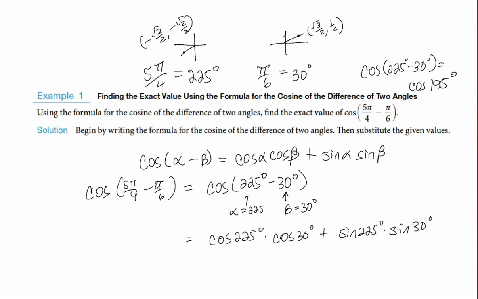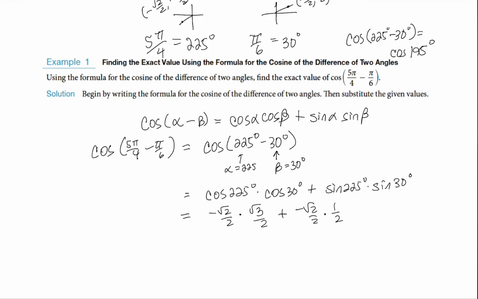Okay, so now that we have the points, we know what we're looking for, let's fill in the exact values. The cosine of 225 is the x value at 225. That's negative square root of 2 over 2. The cosine of 30 is the x value at 30. That's square root of 3 over 2. The sine of 225 is the y value at 225. That's negative square root of 2 over 2. And the sine of 30 is the y value at 30. That's 1/2.